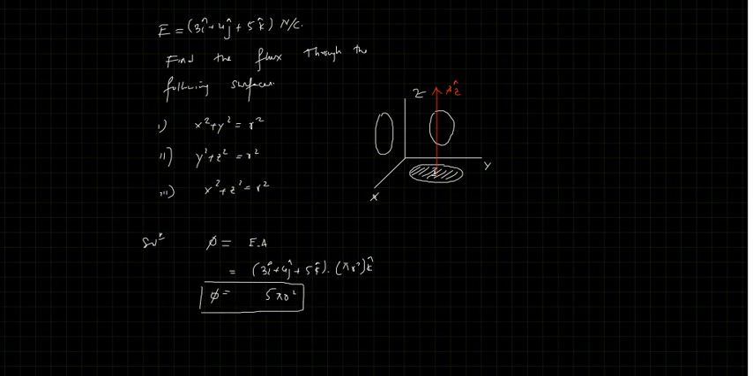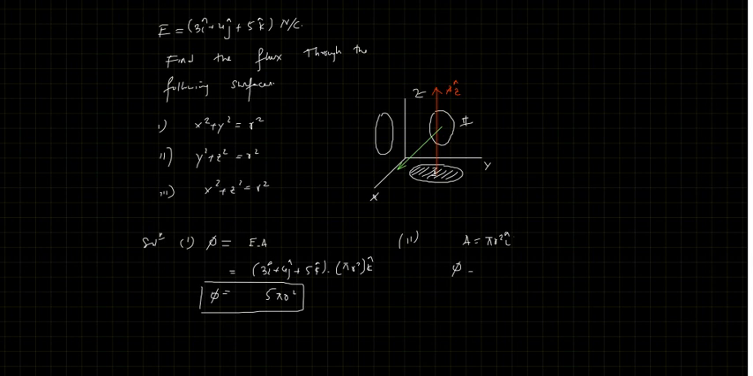Now let us see the second surface, y square plus z square is equal to r square. It is in which plane? It is in the yz plane. So where is the vector now? The vector will be coming out this way, along the i cap. So in this case, the area vector would be pi r square i cap.